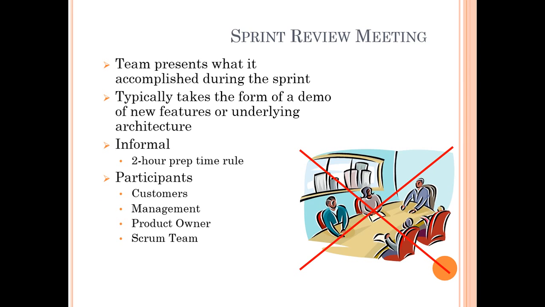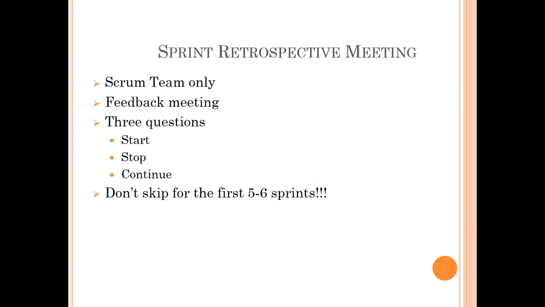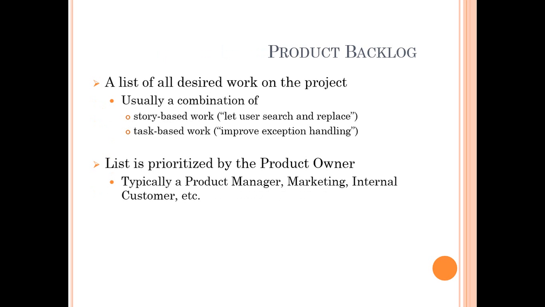Sprint review meeting: team presents what it accomplished during the sprint. We discuss and we demo to the customer or stakeholders. Maximum 2 hours, that's why it is time boxed. Sprint retrospective, where we discuss what we need to start doing, what are the wrong practices we need to stop doing, and what we have to continue, which we are doing well. We should not skip that. That's very important in the feedback loop.